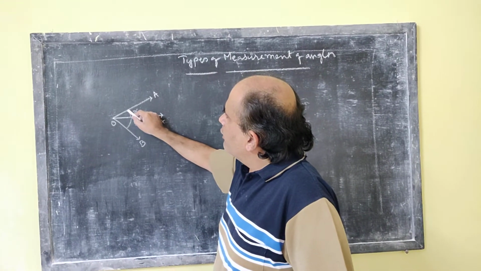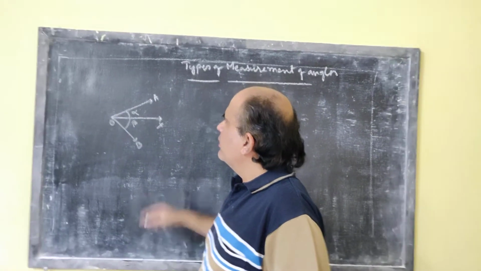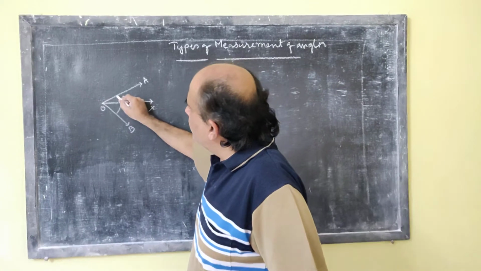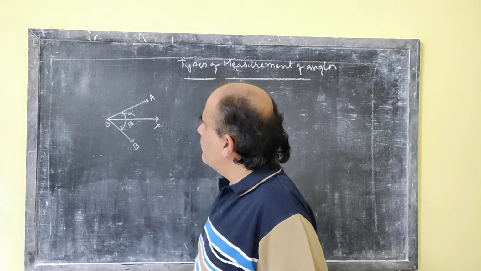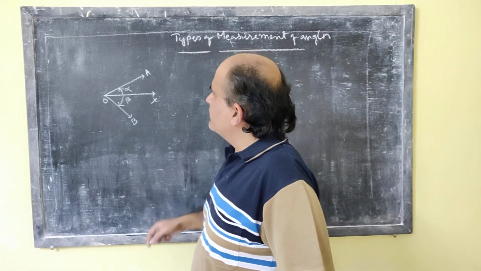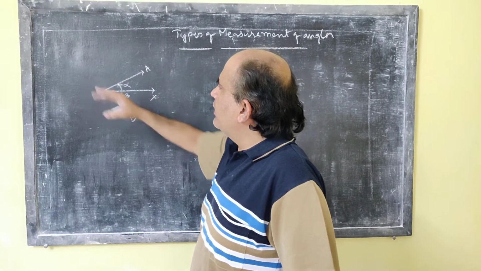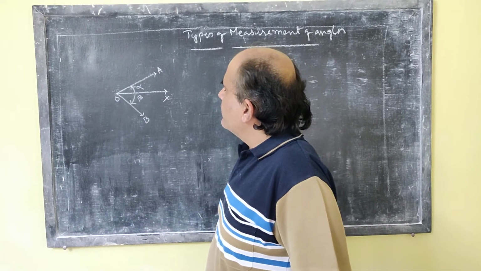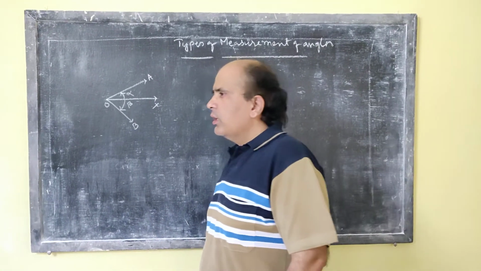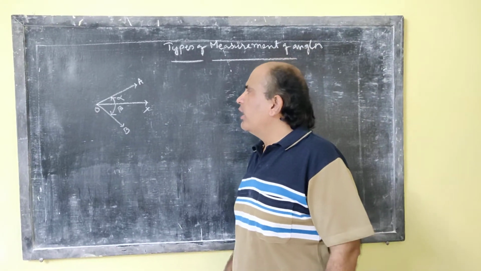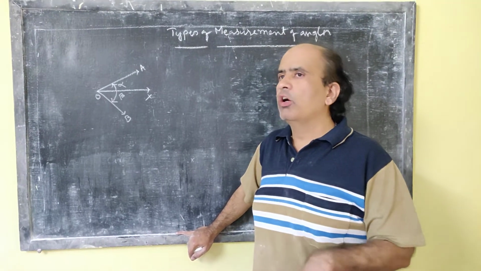Now, if I don't draw the arrow marks, I don't know in which direction the ray is moving. Let me put an arrow mark here and another arrow mark here. This arrow mark says that the ray OA is moving in the anti-clockwise direction and the ray OB is moving in the clockwise direction. Therefore, is there a difference between moving in the anti-clockwise direction or the clockwise direction? Yes, there is a huge difference.